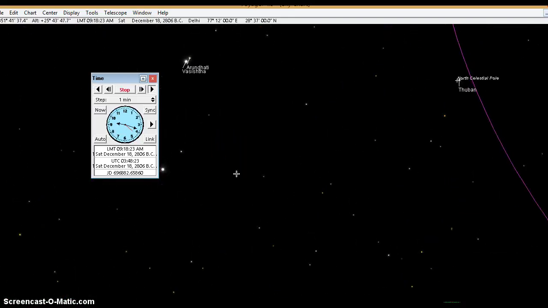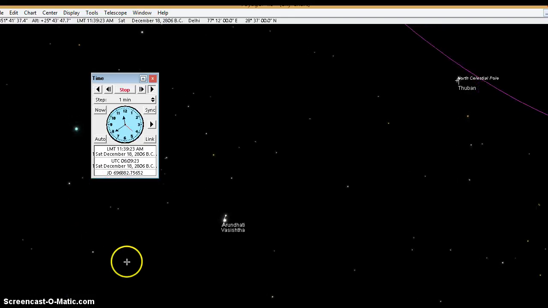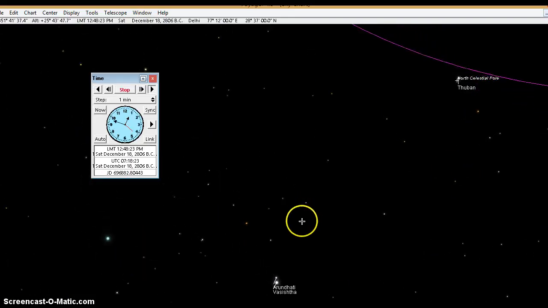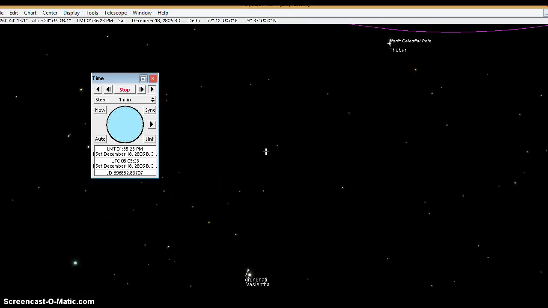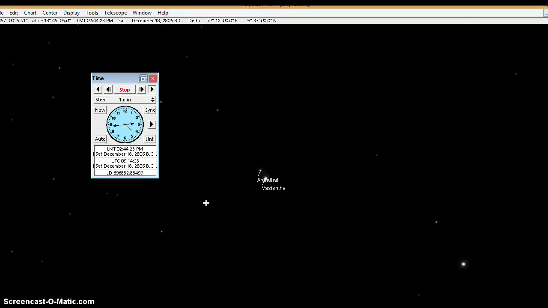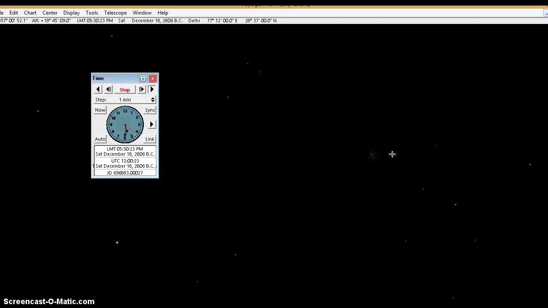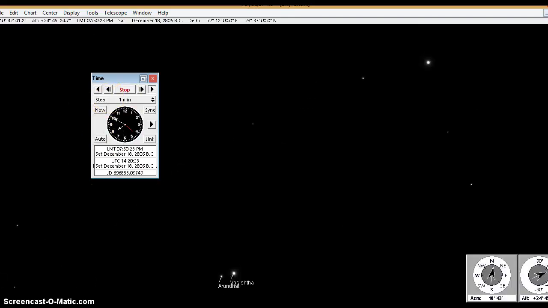Let's see how far I can do. Vasishta and Arundhati of the Ursa Major, and they're also going around the Thuban in 3000 BC. You may notice that in this case, the way the movement is, we notice that Vasishta is going ahead of Arundhati.